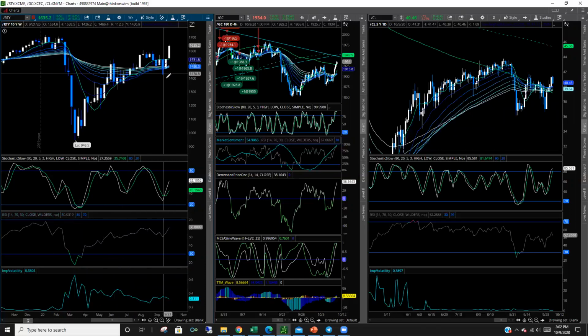It wasn't a clear break. That was the right level that needed to hold. You know, it's probably trapped a lot of bears, and now you're getting the squeeze. So you need to have other stuff on the other side.